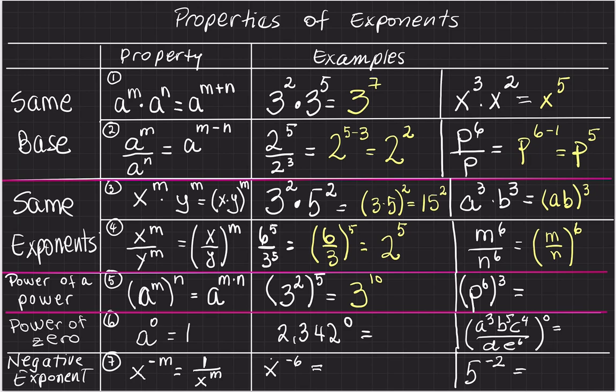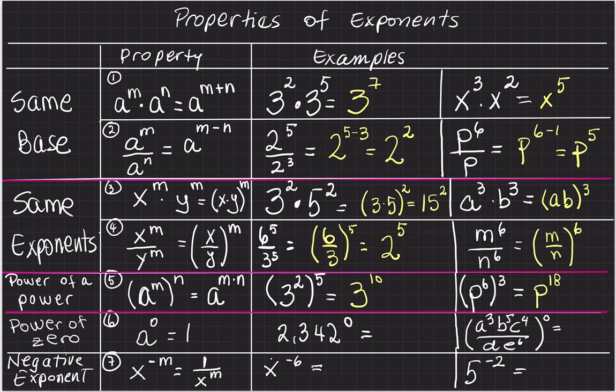Same on the next example. You have the power of a power, so you keep the base and you multiply the exponents. 6 times 3 is 18. Next property, power of 0. No matter what your base is, no matter what, if it's to the power of 0, that will be equal to 1.